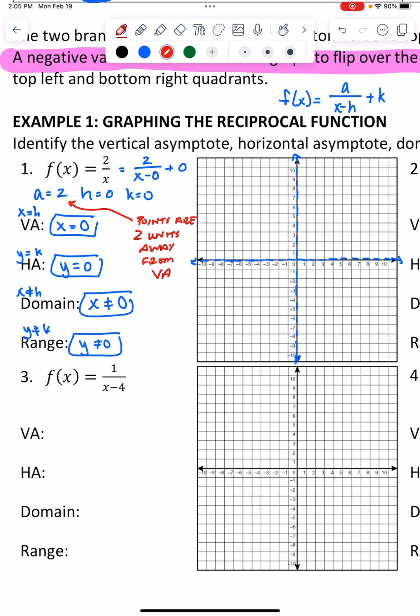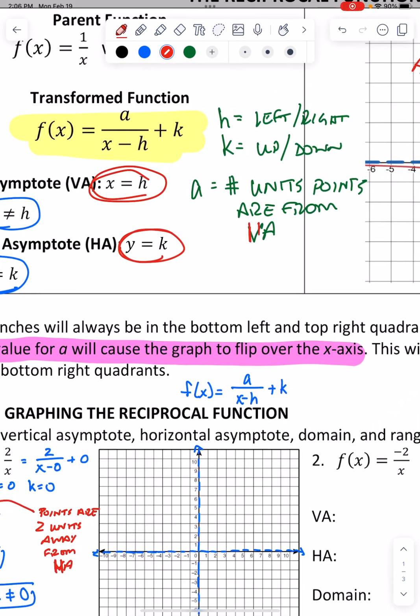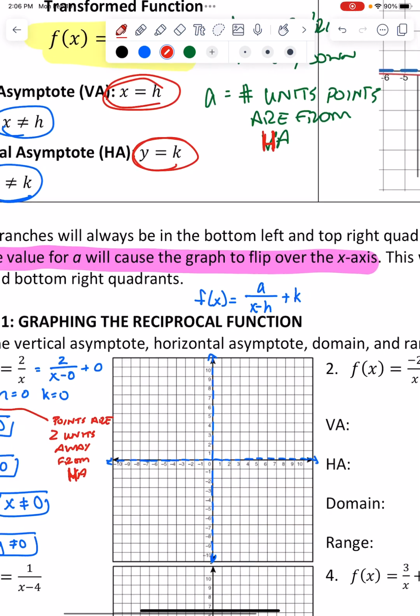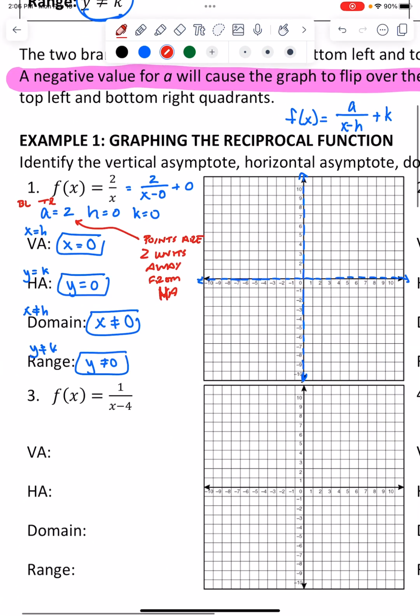So again, we're always bottom left, top right, right? Because a is positive. So bottom left, top right, right? So we're going to be 2 units away from the horizontal asymptote, my bad. I said that wrong up top. So from the horizontal asymptote, not the vertical asymptote. Okay, so we're going to be 2 units above and below that horizontal asymptote.